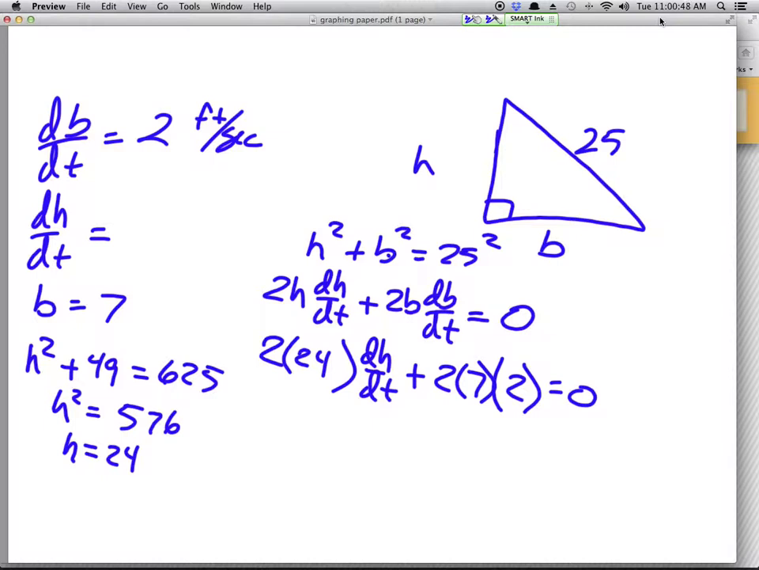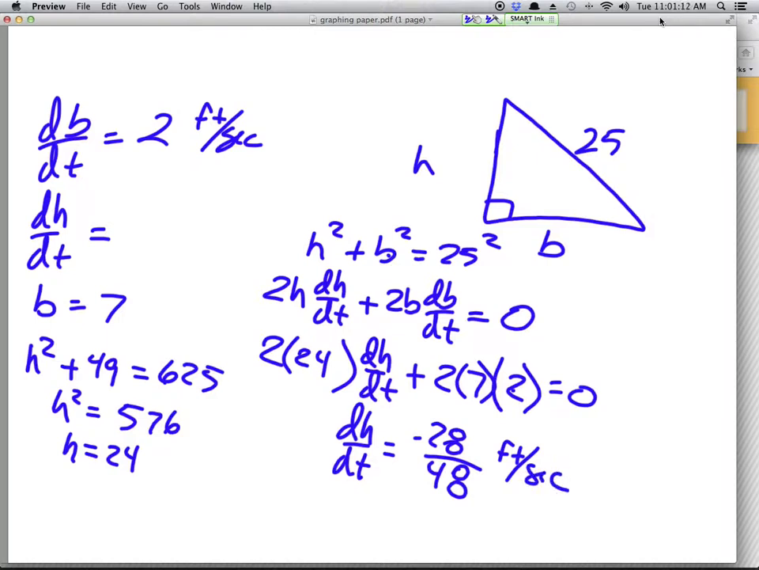Now I just need to get dh/dt by itself. So 2 times 7 times 2 is 28, and 2 times 24 is 48, so dh/dt is negative 28 over 48, in feet per second. Do you have to simplify that? No.